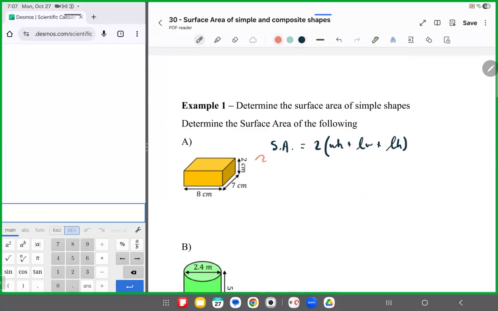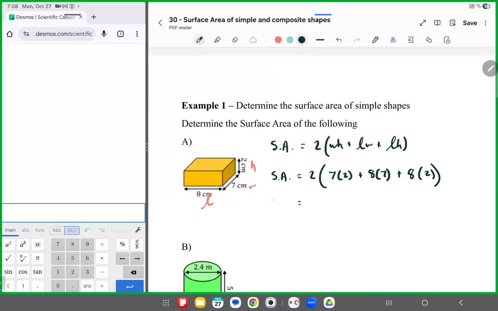So most people are quite happy to call the height 2. I guess the width could be 7 and the length could be 8. And so our surface area will be equal to 2 multiplied by WH. So this will be 7 times 2 plus the length times the width. So this will be 8 times 7 plus the length times the height, which is 2.